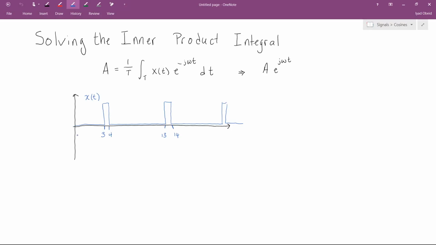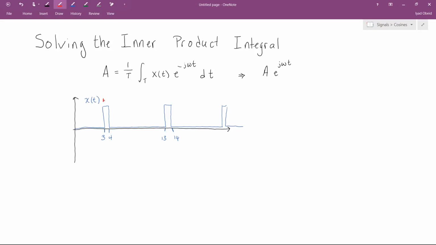We're going to try to solve that for this periodic signal that you see here. So the first thing we're going to need to identify is what is the period of this signal. And the period of the signal is the amount of time it takes for that signal to repeat itself, which in this case is T equals 10 seconds.